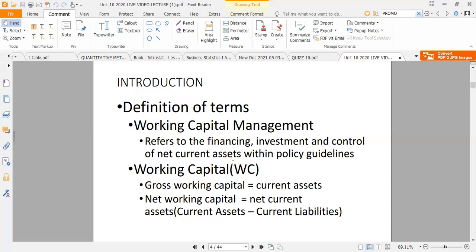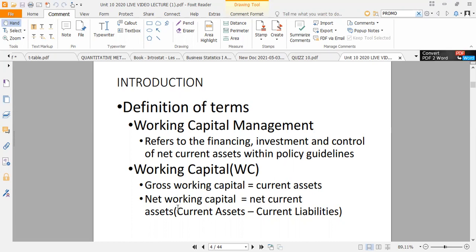So to start with, we are going to quickly look at the definition of key terms here. Working capital simply refers to the financing, the investment, and the control of net assets within the given policy guidelines. So working capital comes in two types. We have what we call the gross working capital. This is the current assets. The current assets we know as the easily convertible assets into cash, like cash, bank, the inventory, the prepayments, the trade receivables. So the gross working capital is also the current assets.